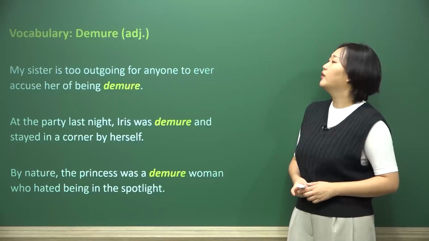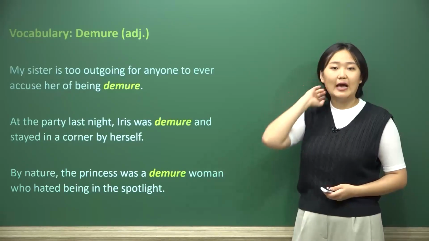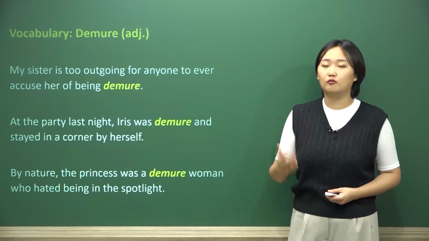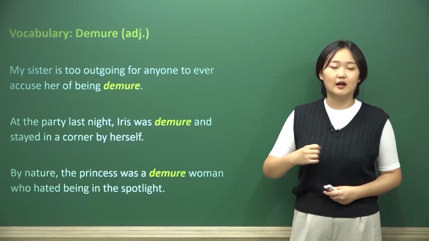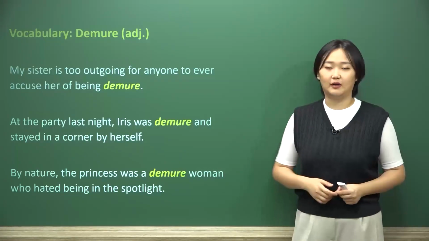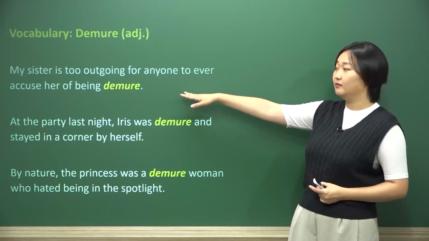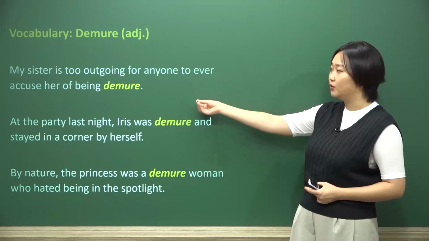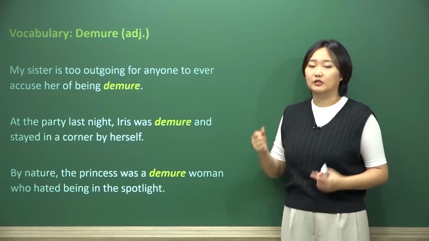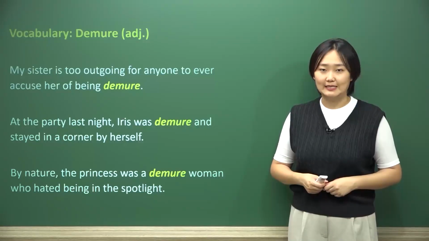My sister is too outgoing for anyone to ever accuse her of being demure. She goes out too much, she is loud, she's abrasive, she talks, and she is not reserved. She is not modest. She is not going to be quiet, sitting there in the corner, unlike the next person that we're going to talk about in this following sentence here. But she cannot be accused of being demure simply because she goes out too much. She is too much of a firecracker. She is always doing something instead.